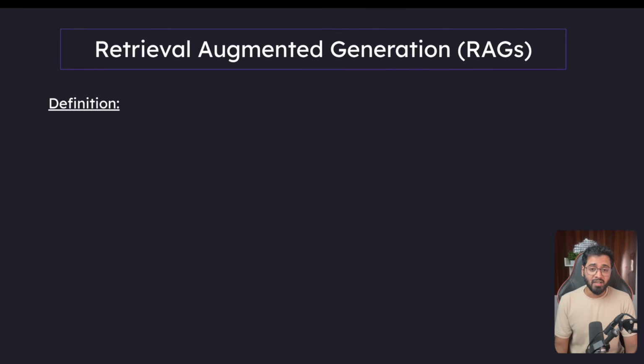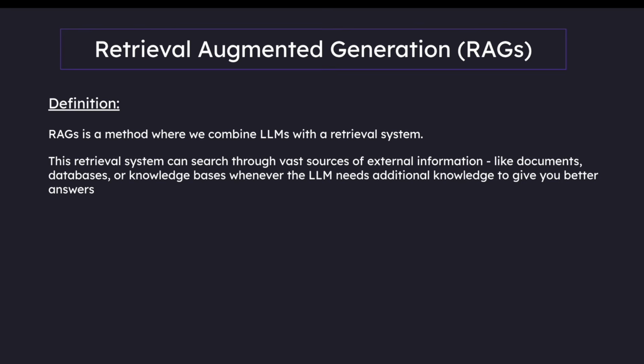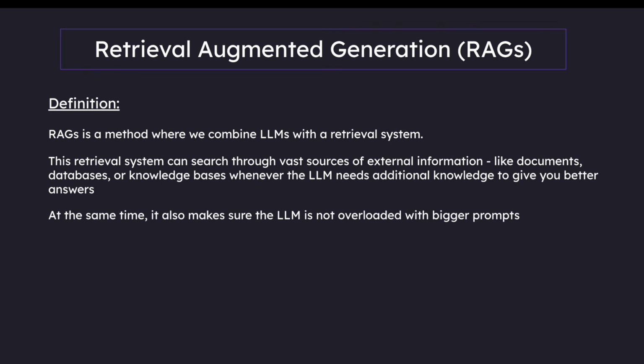So first off, let us understand the textbook definition of RAGs. RAGs is a method where we combine LLMs with a retrieval system. This retrieval system can search through vast sources of external information like documents, databases, or knowledge bases whenever the LLM needs additional information to give you better answers. At the same time, it also makes sure the LLM is not overloaded with bigger prompts.